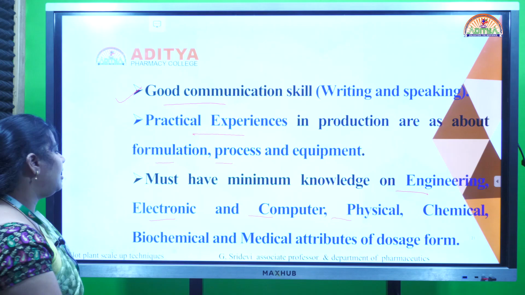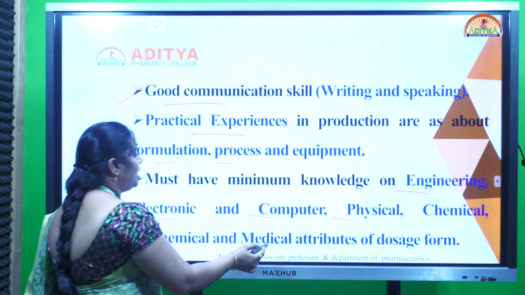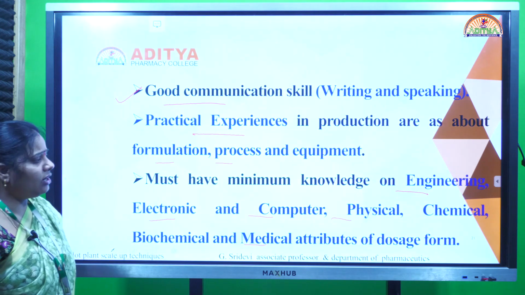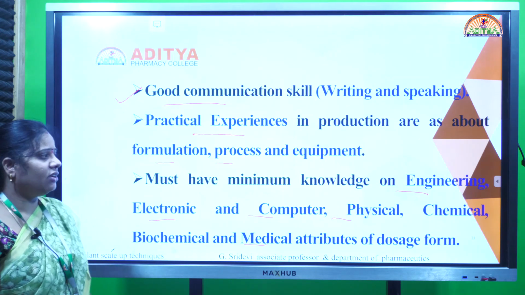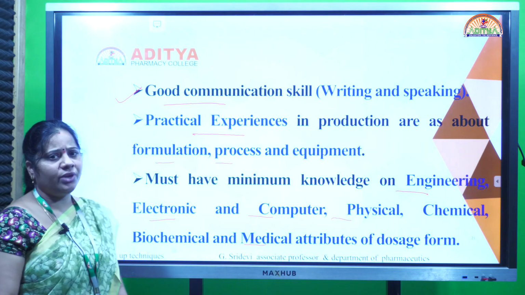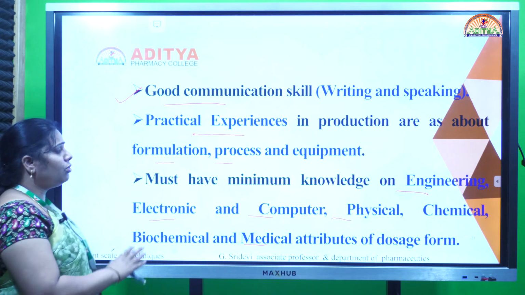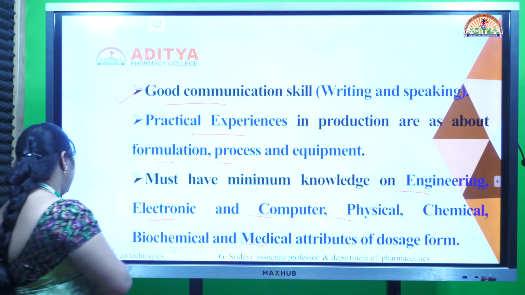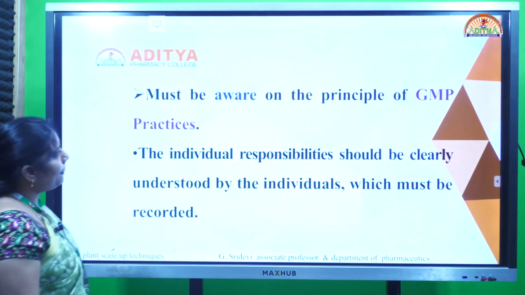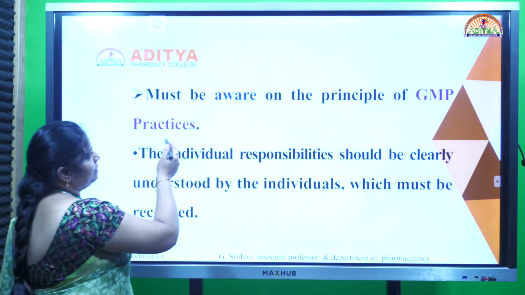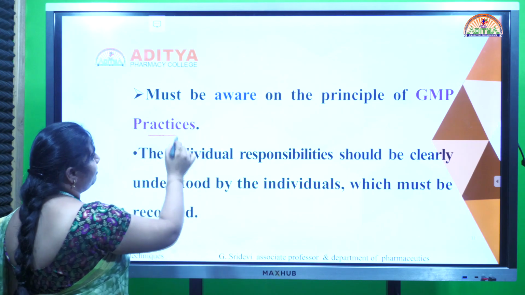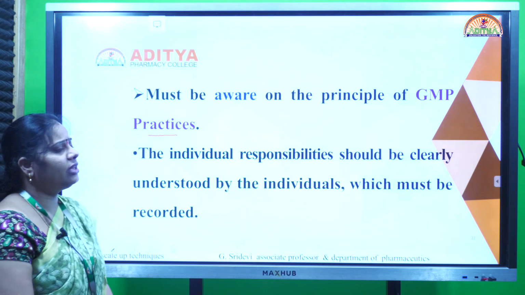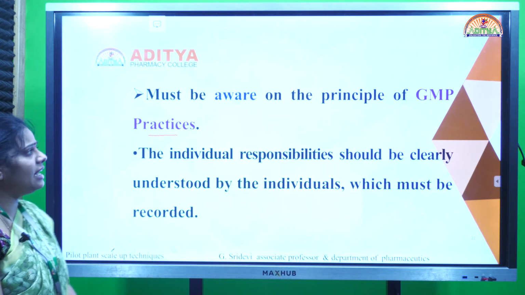Next, physical, chemical, biochemical and medical attributes: they should have a minimum knowledge of these particular departments. Why? Because to get the quality output, they have to explain to the other members who are working in the team. Next, they must be aware of the principles of GMP practices. Whatever the good manufacturing practices are, they have to have a brief idea regarding this.